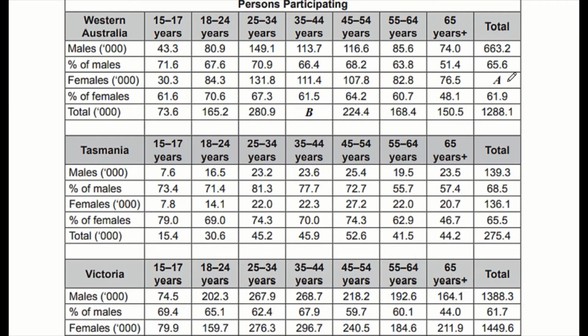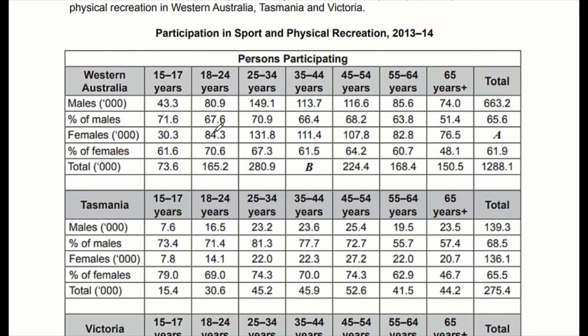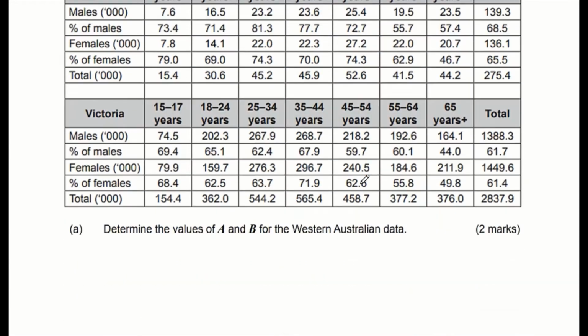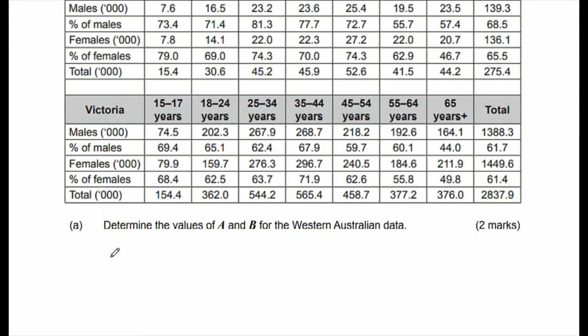For this one, I think it's quite straightforward. You are just finding out what the total value here is, right? One alternative is to add all of them together, but it will be quite long. The other alternative is that you have the total here, so you can use the total number to minus off the male, and then you get female. So A will be equal to the total 1288.1 minus off 663.2. The answer here will be equal to 624.9.